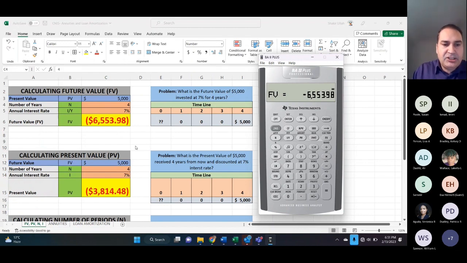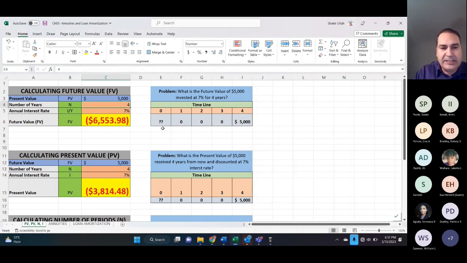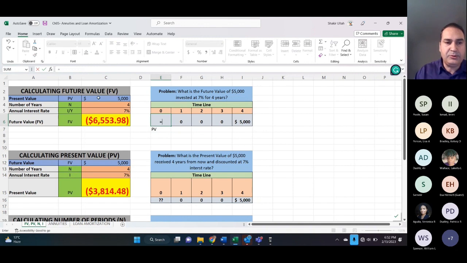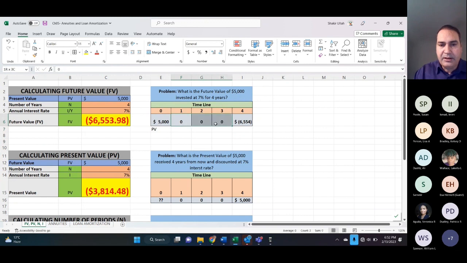Okay, now let's go to the next scenario. And just to explain, here's the timeline for the same problem. This is a 4 year situation. At time 0, this is the present value, which we just calculated. Present value was 5,000. And a future value, we just calculated that, which is equal to this one. And for these payments, we have got zeros. There's no payment in year 1, no payment in year 2, and no payment in year 3.